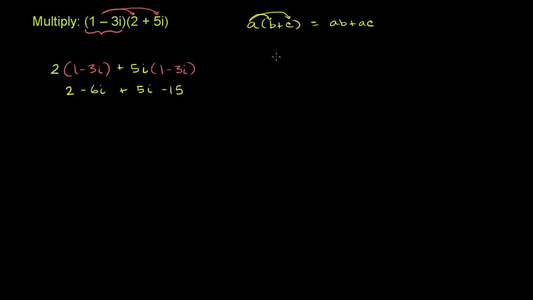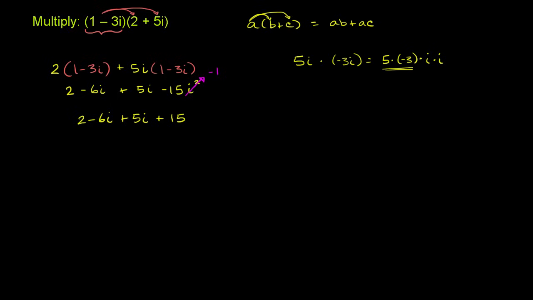I'm multiplying 5i times negative 3i. This is the same thing as 5 times negative 3 times i times i. So the 5 times negative 3 is negative 15, and then we have i times i, which is i squared. Now, we know what i squared is. By definition, i squared is negative 1. So you have negative 15 times negative 1. Well, that's the same thing as positive 15. So this can be rewritten as 2 minus 6i plus 5i, plus 15.